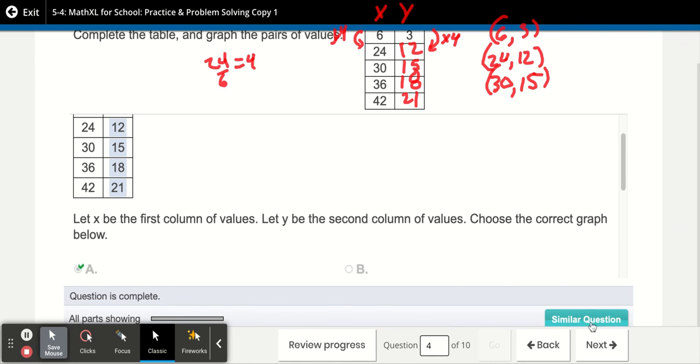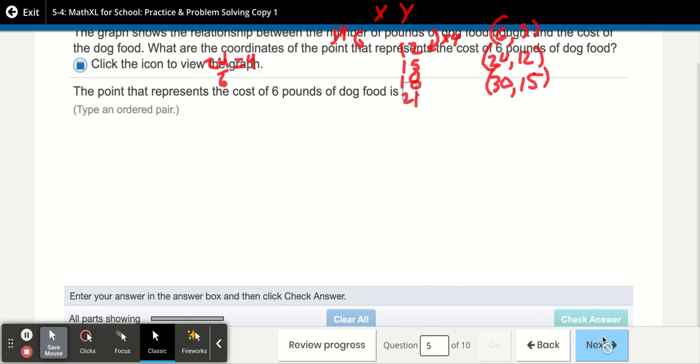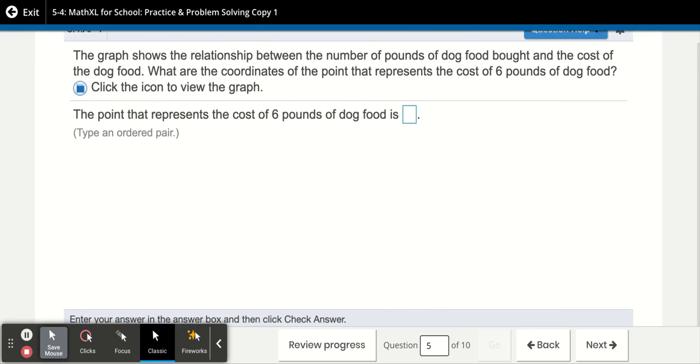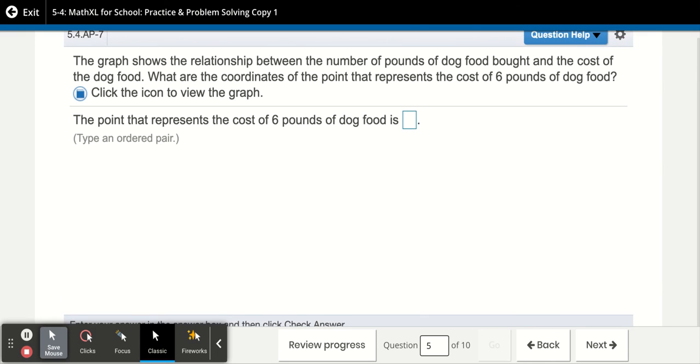Okay. Let's go to our final example question. But we got to clear our screen. Wipe that screen. And here we are. The graph shows the relationship between the number of pounds of dog food bought and the cost of the dog food. What are the coordinates of the point that represents the cost of 6 pounds of dog food? So we need to identify the coordinates. The answer needs to be an ordered pair. So let's look at our graph.